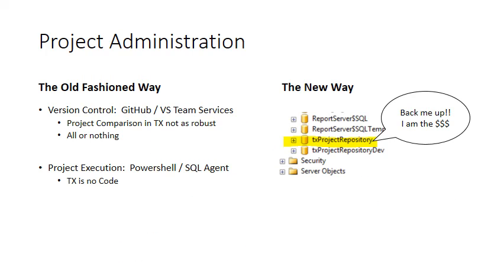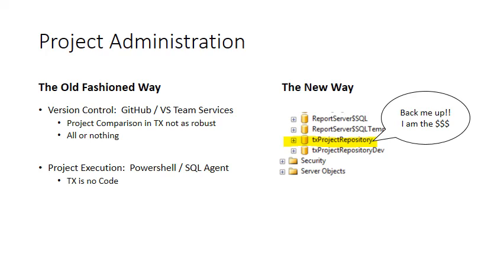I wanted to take a sidestep for a moment and talk about project administration and compare how we did it historically versus how it's handled in TimeXtender. Traditionally, you would handle project administration using version control. You would handle version control using GitHub or Visual Studio Team Services or some arcane blend of third-party tools. And of course, these tools were designed specifically for version control. And so to me, it's no surprise that these tools tend to be more robust than the version control offering in TimeXtender. In TimeXtender, it's kind of all or nothing.